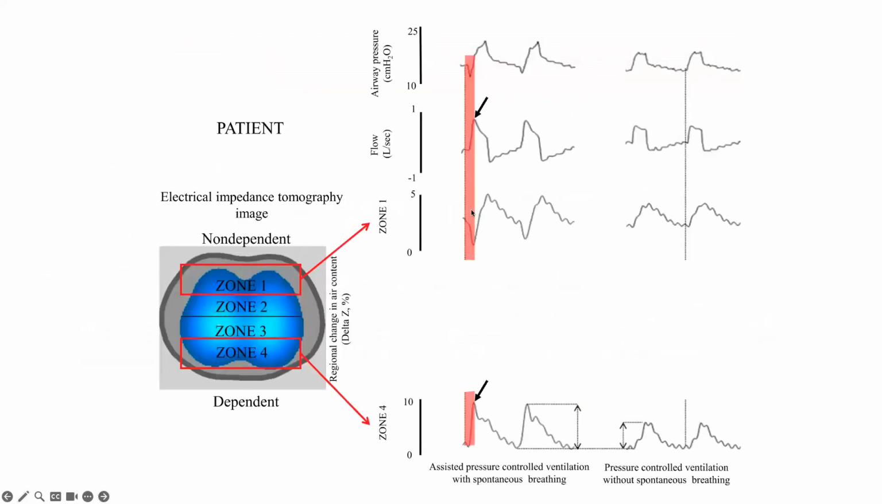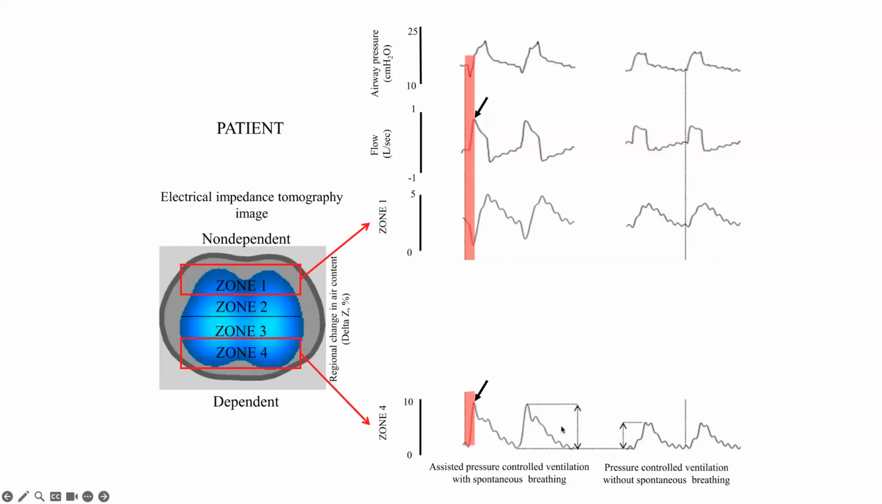And what's the meaning of this phenomenon? Here we have airway pressure, flow, and the impedance change in the anterior part and the dorsal part of the lung. And as you can see, during controlled mechanical ventilation, both areas, ventral and dorsal, inflate simultaneously. But when we have a strong inspiratory effort, when the patient is triggering the ventilator with a strong inspiratory effort, we may have this kind of phenomenon. The ventral part is deflating, as you can see in the waveform, and the dorsal part is inflating.